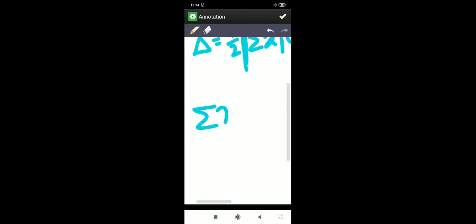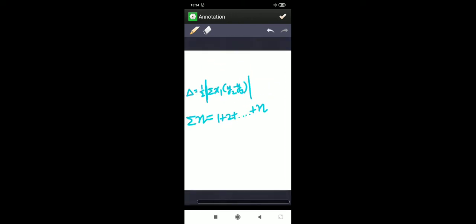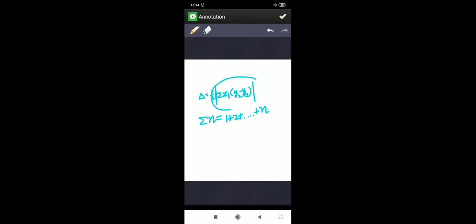Sigma n means what? Do you know? Sigma n means nothing but 1 plus 2 plus so on up to n natural numbers. In a similar manner, in order to take out the sigma, we need to open sigma. How to open sigma? Here sigma n means the sum of n natural numbers. Sigma n square means the sum of n natural number squares.